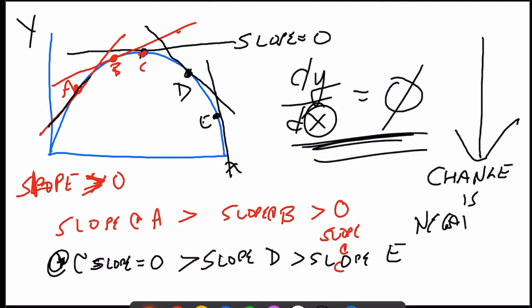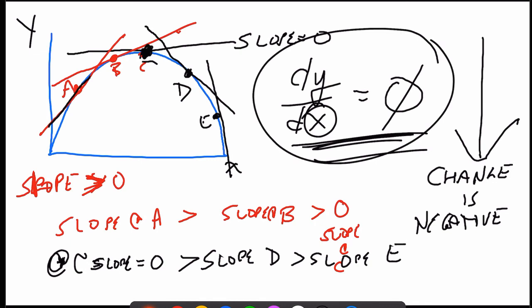As I move from A to B to C to D to E, I can get there by making the slope smaller and smaller, more and more negative, right? It's positive, it heads to 0, and then it goes to bigger and bigger negative numbers. So there's a negative change in the slope. You got that? So the slope at this maximum point is 0, and the change in the slope is negative.